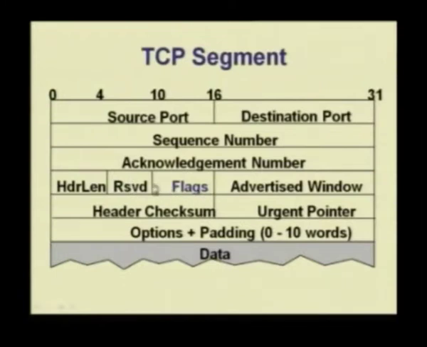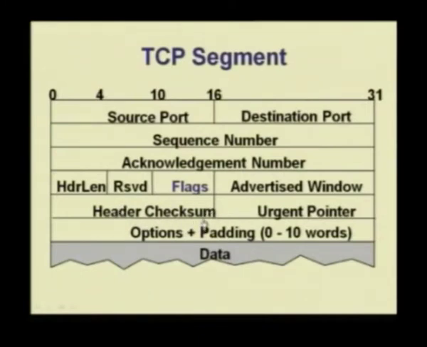Then there are a few reserved bits, and then there is a set of 6 flags which are used for controlling the data transfer. We will take a look at these flags shortly. Then there is something called an advertised window field. Now, this is a field which is used for flow control. Then we have a header checksum field which is used for error control.